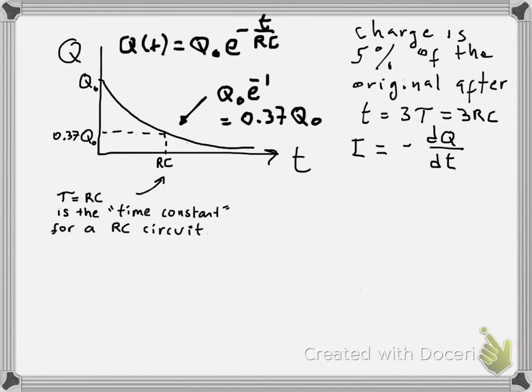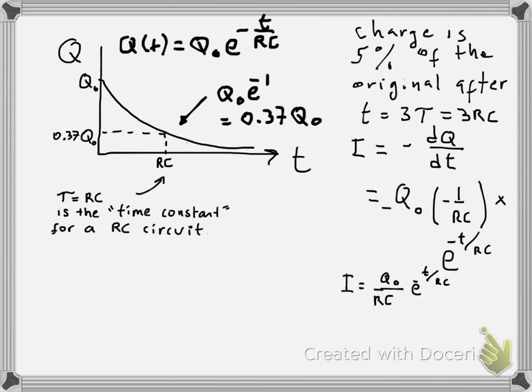The current, as we said before, is going to be the negative of the derivative of the charge with respect to time. We have the equation for the charge, so we take the derivative of that exponential function. The argument of the exponential is minus t over RC, so the derivative gives us the minus 1 over RC term in front. The exponential remains, so the current flowing in the circuit is Q0 divided by RC times e to the minus t over RC.